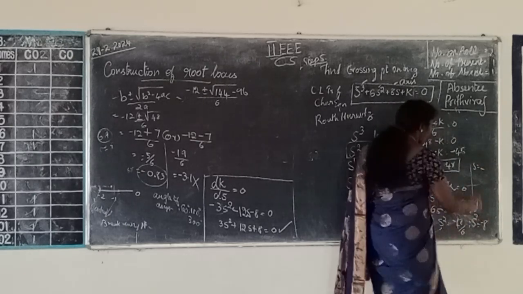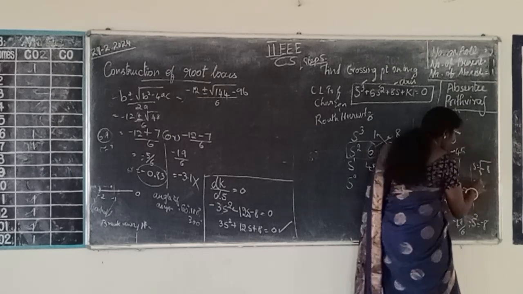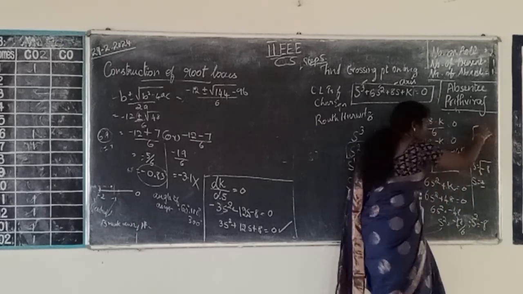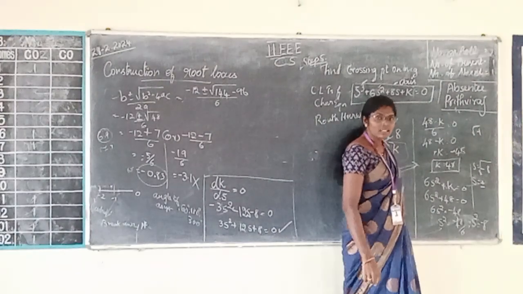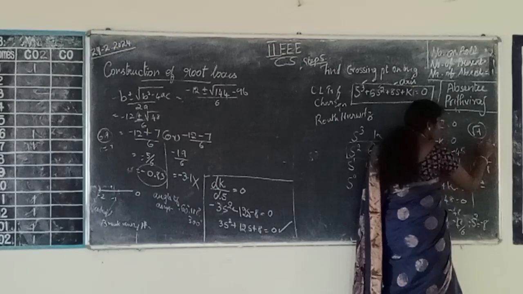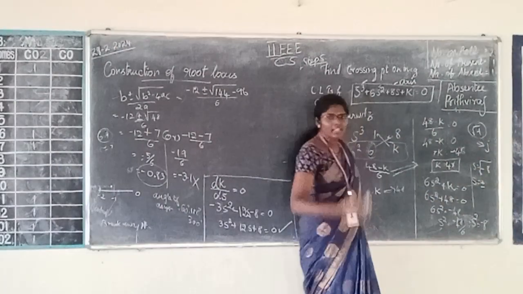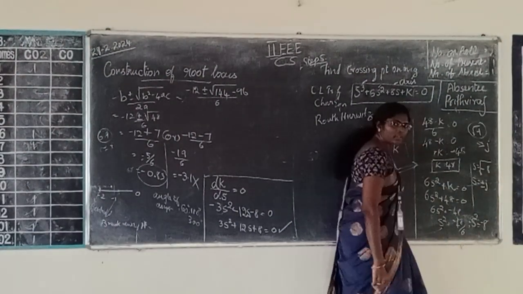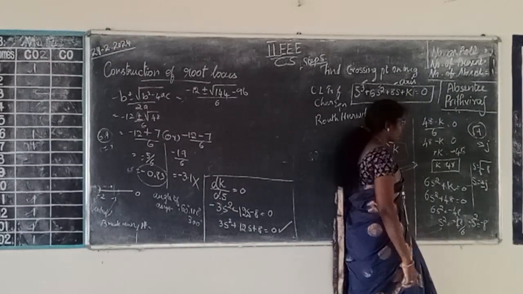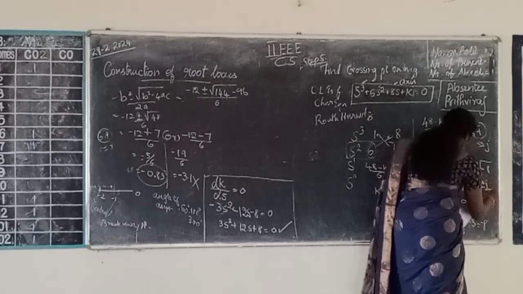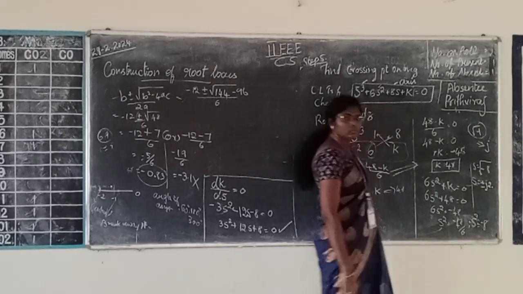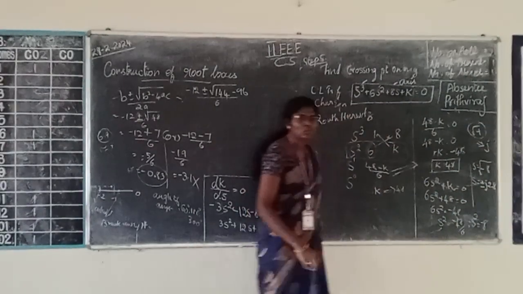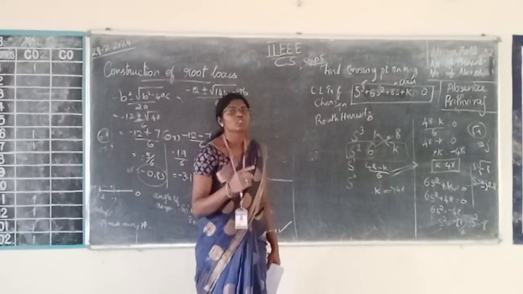Then S is equal to plus or minus the root of minus 8. The root of a negative number is imaginary, so we consider it as J. So it is plus or minus J into root of 8. Check how much it is: root 8 is 2.8. So the value of S is plus or minus J 2.8.